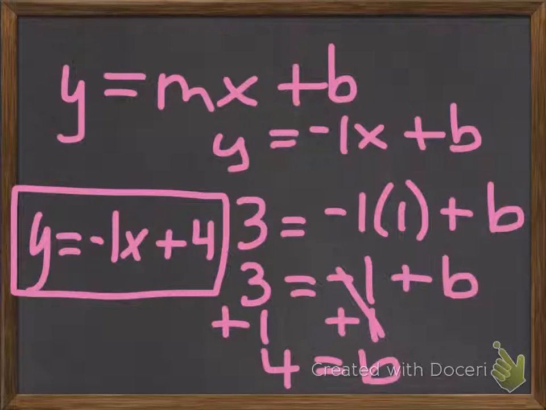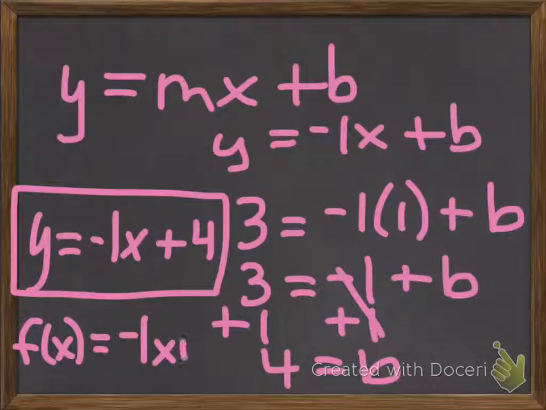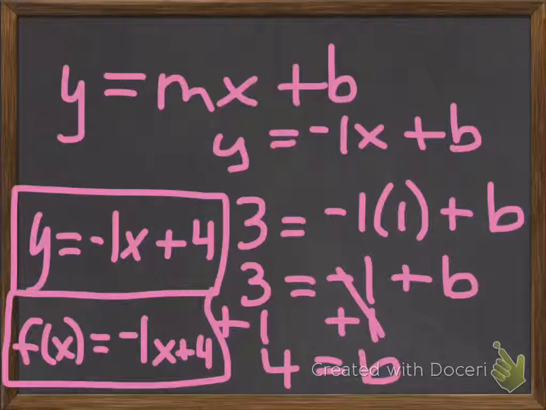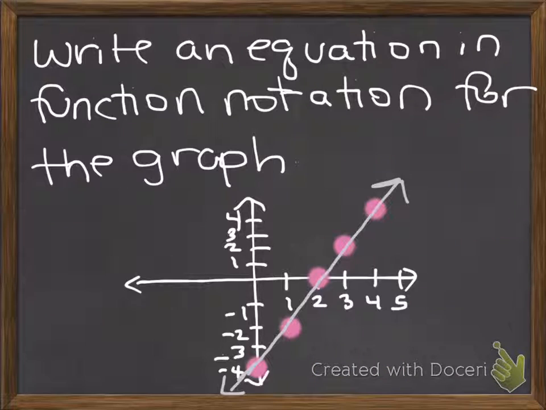Now, function notation, the only difference is I'm changing my y to f of x. And that's the difference. Now we're going to do one more where we need to write an equation in function notation, but this time it's for the graph. So we need to come up with the points that are here from the graph and make a table. That would probably be the easiest.